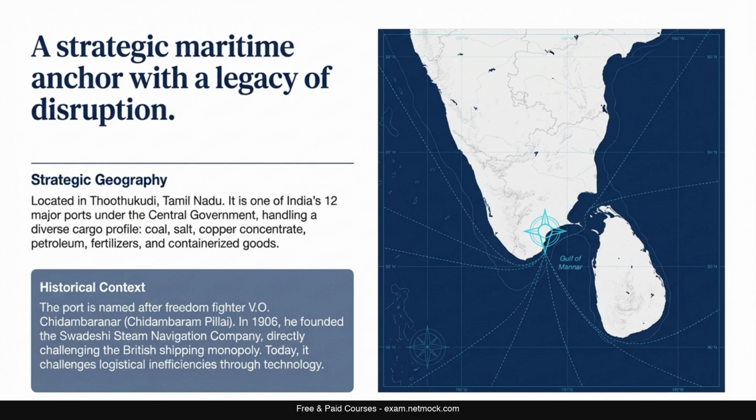VO Chidambarnar Port sits in Thoothukudi, Tamil Nadu, one of India's 12 major ports under the central government. It handles coal, salt, copper concentrate, petroleum, fertilizers, and containerized goods. The port is named after freedom fighter VO Chidambarnar, who founded the Swadeshi Steam Navigation Company in 1906, directly challenging the British shipping monopoly. Today, the port challenges logistical inefficiencies through technology.